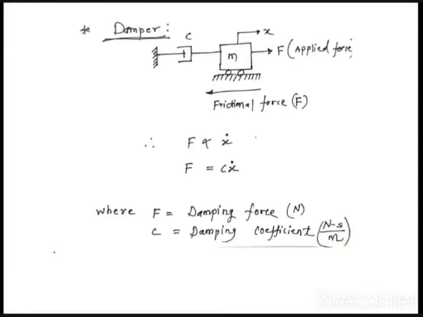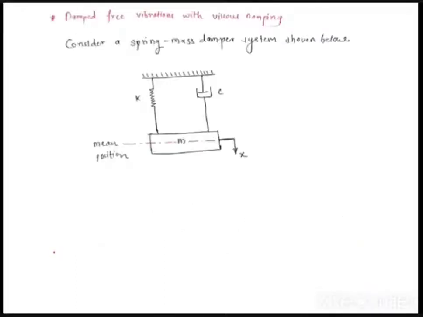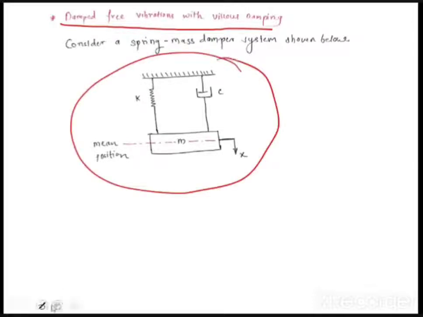Then I explained what F is. You can see the mathematics behind the damper. F is directly proportional to x dot, so F is equal to cx dot. So we started with the first derivation, damp free vibrations with viscous damping, right? We considered this diagram.